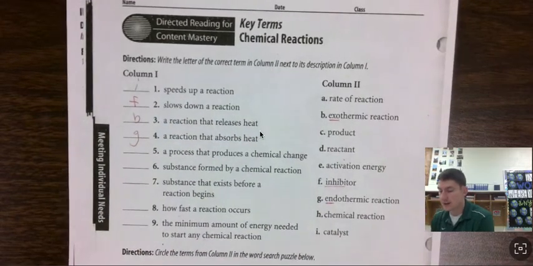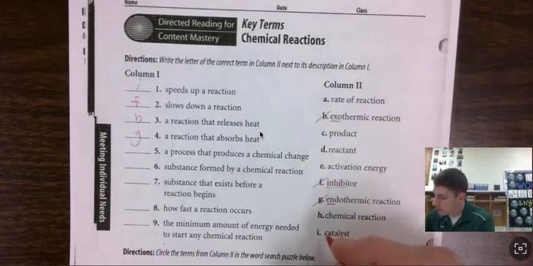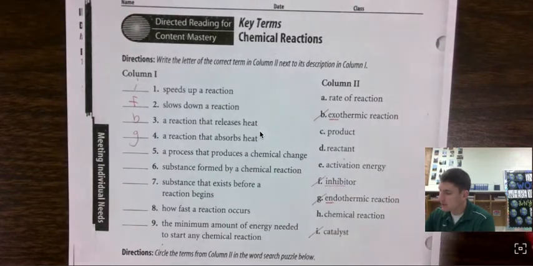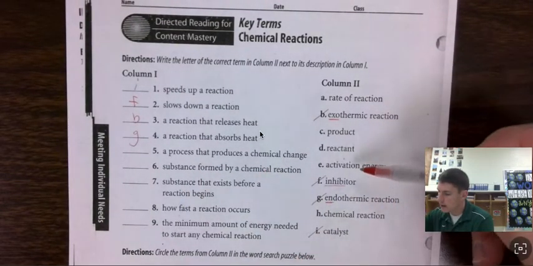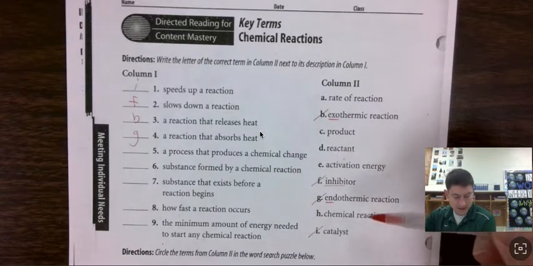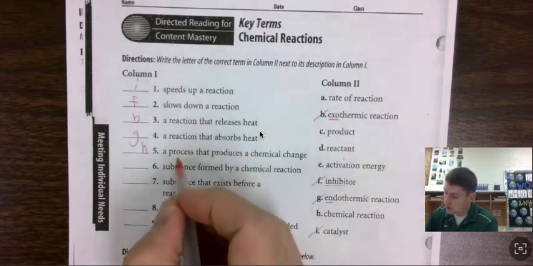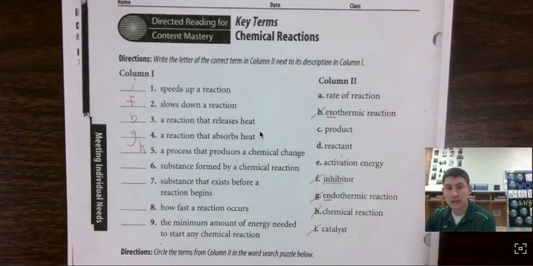5 is a process that produces a chemical change. And if I go ahead and I cross out those ones that I've used, that way I know what letters I have less, I'm looking at a process that produces a chemical change. Is that a rate of reaction, product, reactant, activation energy, or chemical reaction? I'm going to say here that the best answer for us is H, the process that produces a chemical change. Chemical reaction creates something that is completely new.